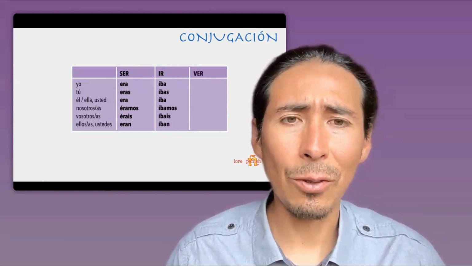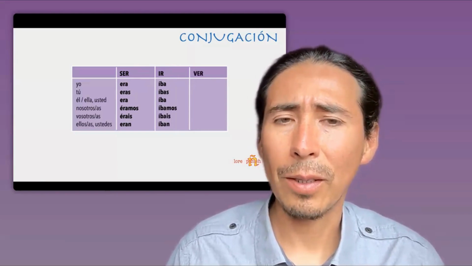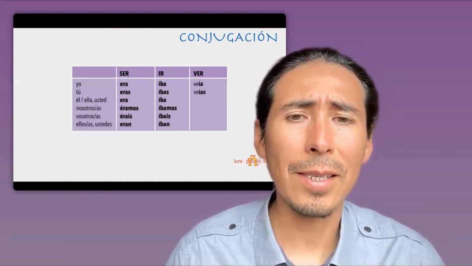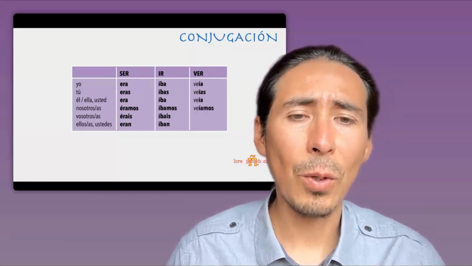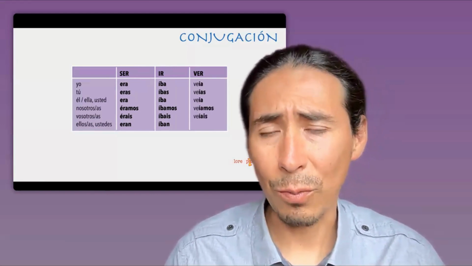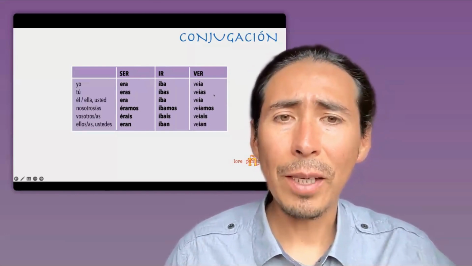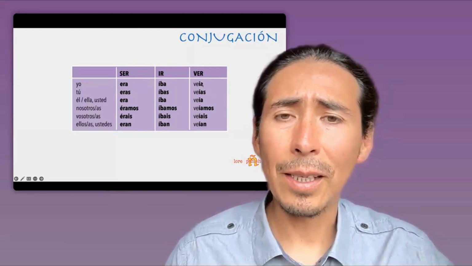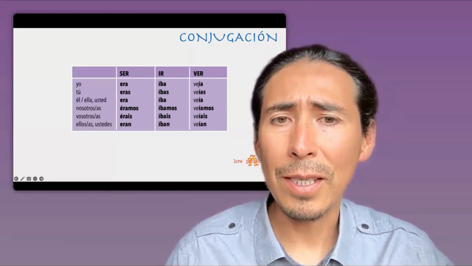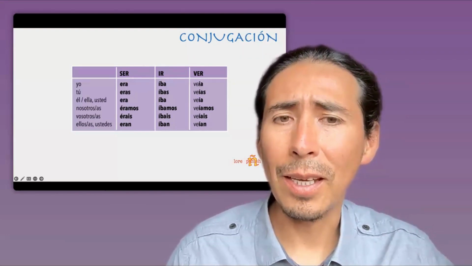And the last irregular is verbo ver. Yo veía, tú veías, él veía, nosotros veíamos, ellos veían. Vosotros veíais, of course. And look, the endings of ver are the same as the regular verb. The only difference is that the stem of the verb keeps the e.